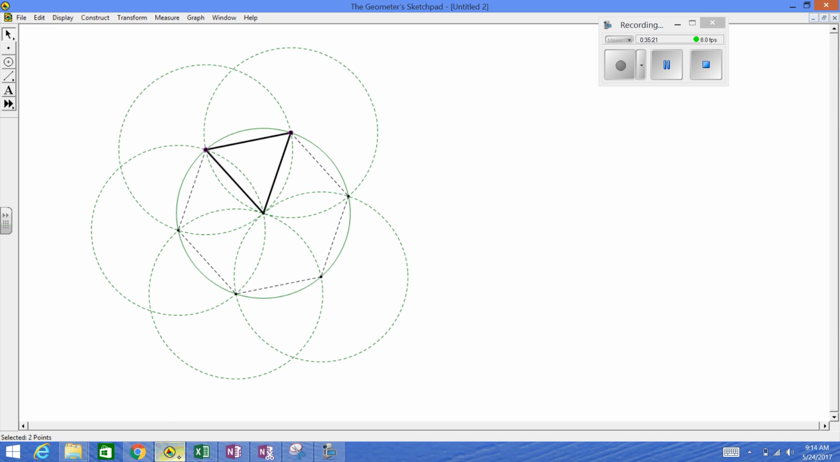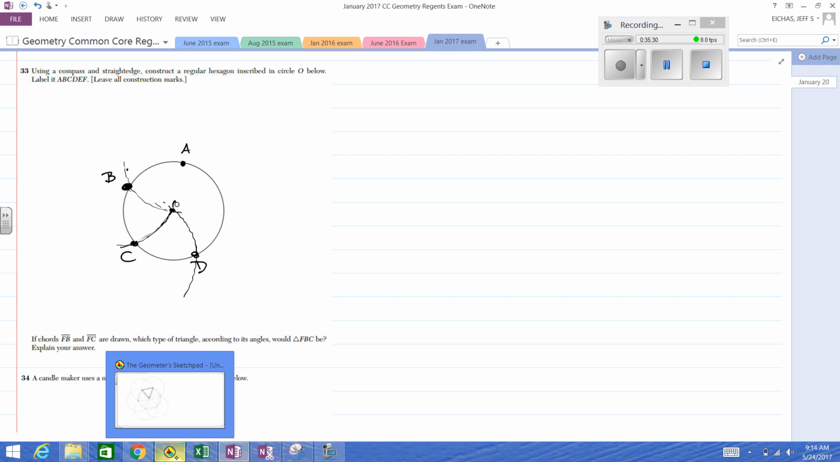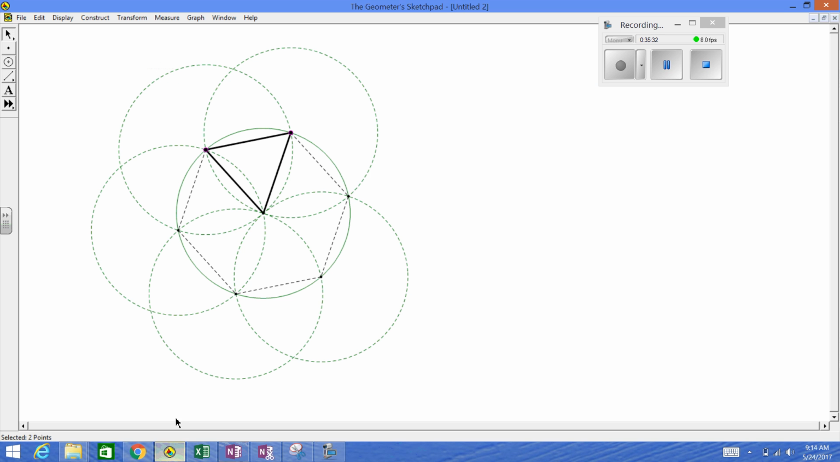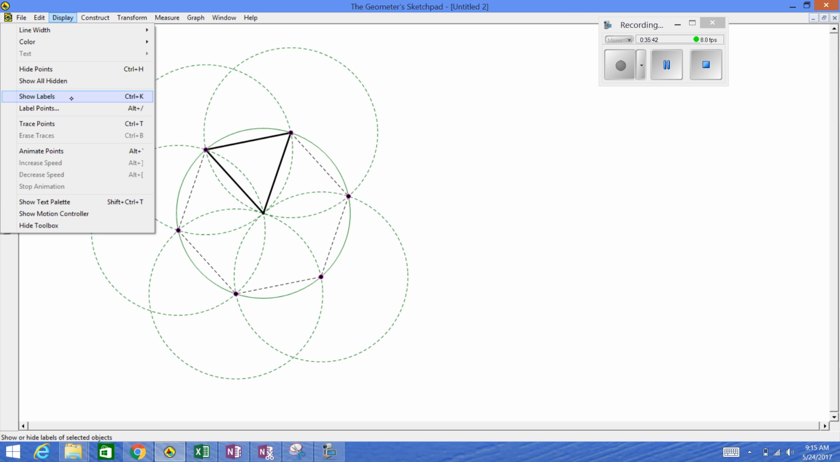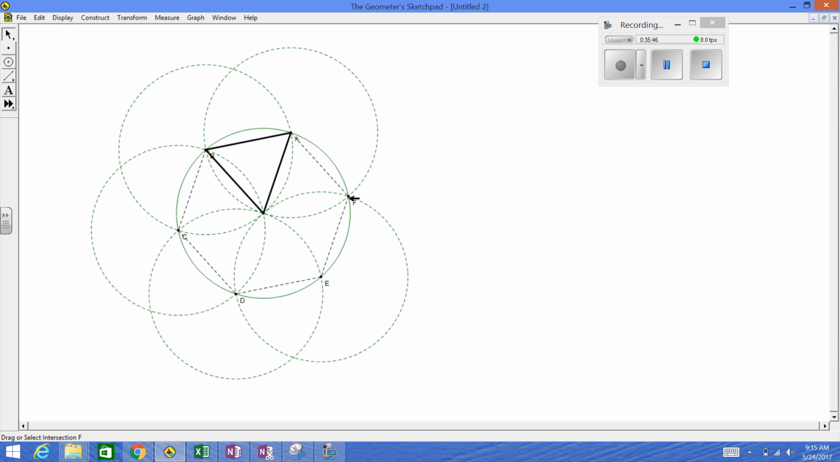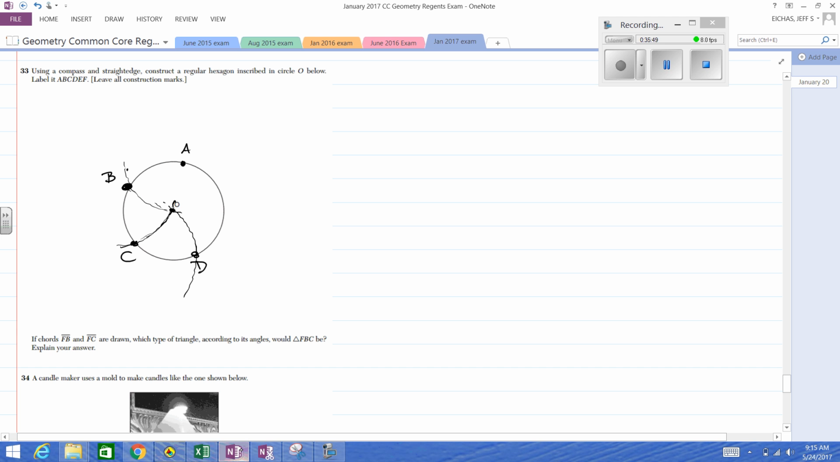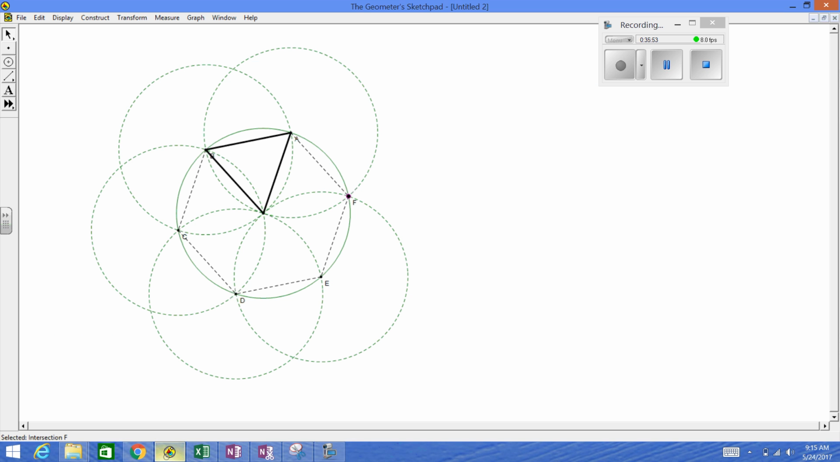Now there is another piece, I think, to that problem. Let's go back over to Geometry Sketchpad. They want us to connect FB. Let's go ahead and label these: A, B, C, D, E, F. Display, we've got to label those points. We can start at A. They want us to connect F, what was it again? FB to FC.